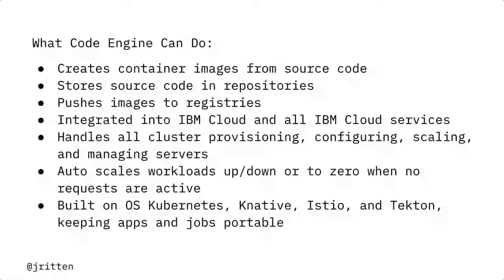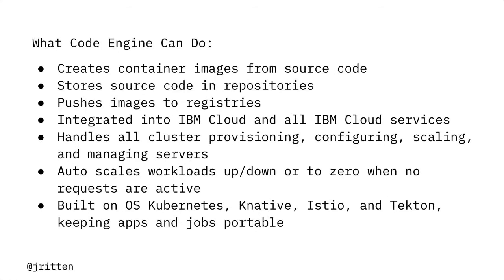So for instance, auto-scaling workloads up and down or to 0 when no requests are active. So you don't have endless workloads running when they're not being accessed or calls aren't being made to them. And Code Engine is built on open source technologies like Kubernetes, Knative, Istio, and Tekton. So it's really keeping all of your applications and jobs really portable and flexible.